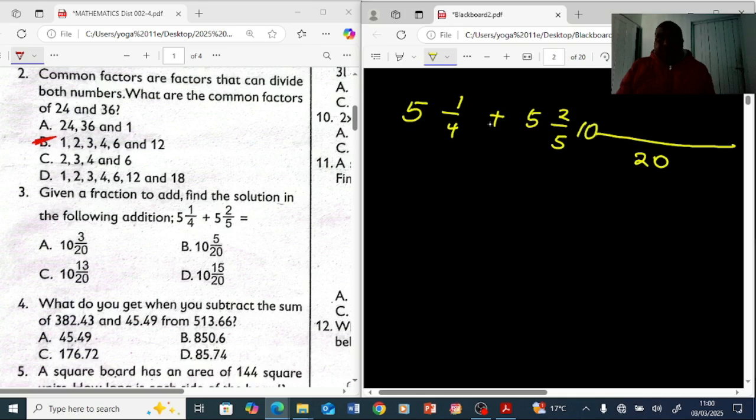4 goes to 20 5 times. 5 times 1, that is 5. Plus 5 goes to 20 4 times. 4 times 2, 8. Now 8 plus 5, 13. So we will have 10 and 13 over 20. That is one way you can do it. You can as well change this one into a mixed fraction.